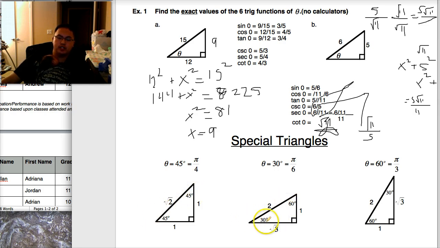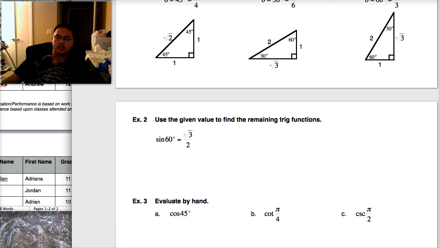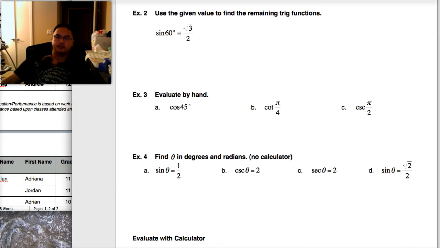Or if I have a 30, 60, 90 triangle, again, the one across from 30 is always 1, the hypotenuse is always 2, and then the one that's across from 60 is always square root of 3. So we'll see how you could use those, and actually that's part of the experiment that I want you to do. I know that you guys have seen this. I actually helped you guys if you had a previous class, like use a given value to find the remaining trig functions. So it says sine of 60 is square root of 3 over 2.